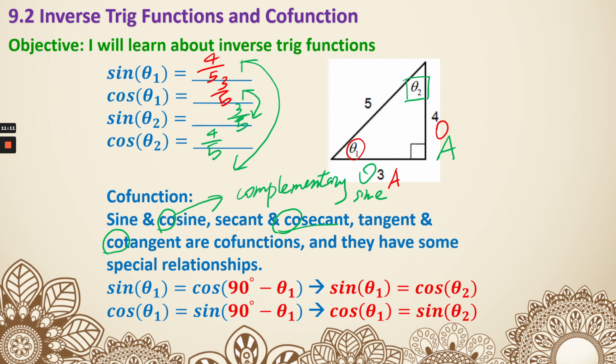So let's have a look. Sine theta 1 is the same as cosine of 90 minus theta 1, which in this case is theta 2. Cosine theta 1 is actually the same as sine theta 2. So it's always the opposite angle, and if you look for a different ratio, they can actually form 90 degrees for us. So now let's have a look and practice a bit more.